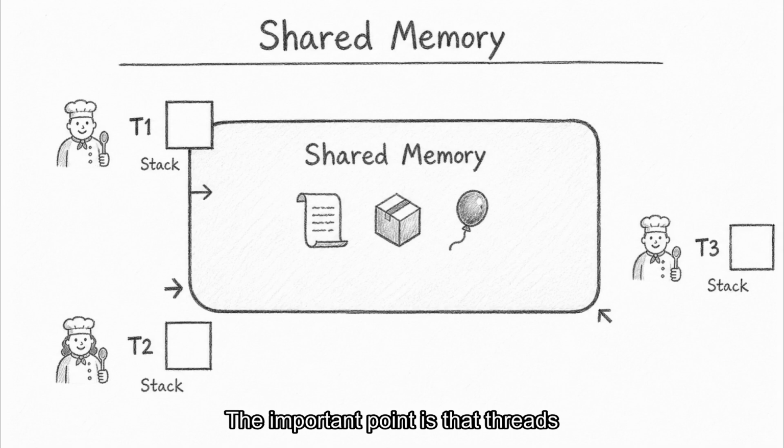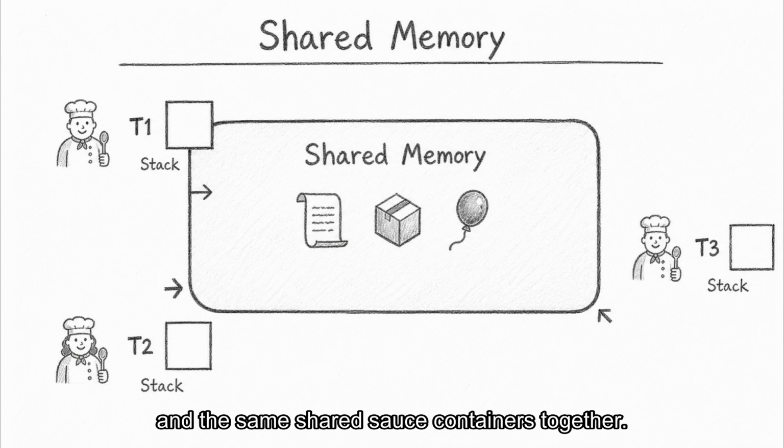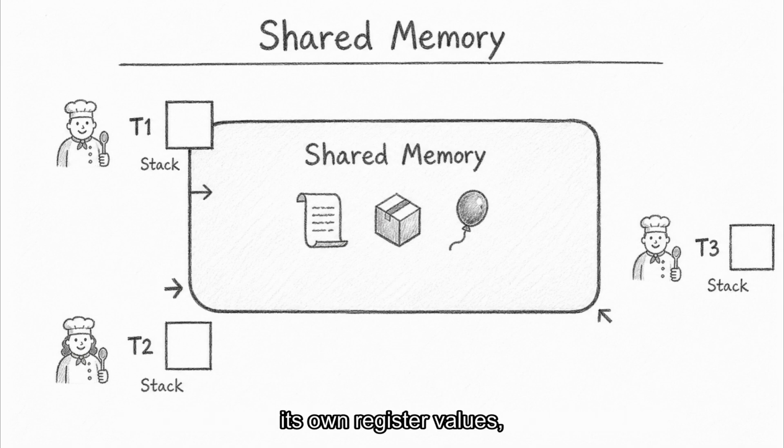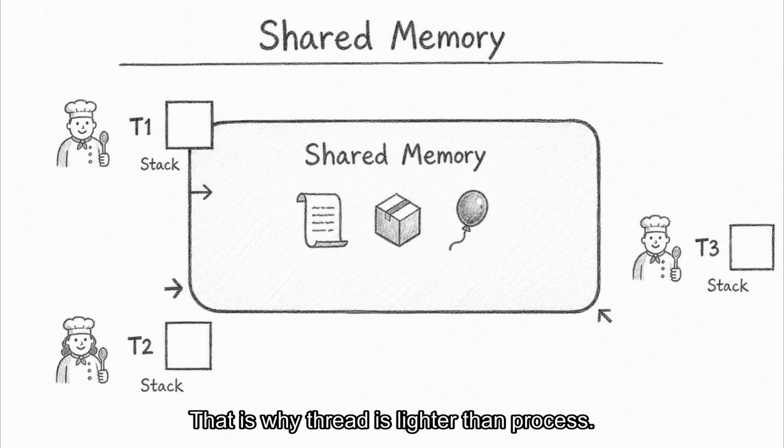The important point is that threads inside the same process share the same address space. In simple terms, they're using the same order sheets, the same ingredient storage, and the same shared sauce containers together. So each thread still has its own current execution point, its own register values, and its own stack. But each thread doesn't have its own separate address space. It shares the process memory with the other threads. That's why a thread is lighter than a process.